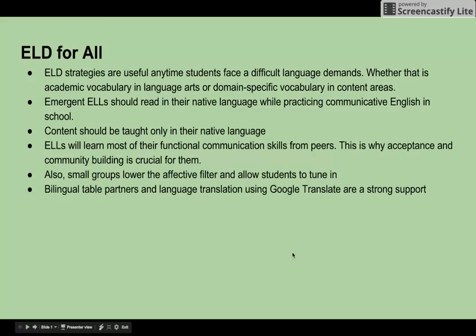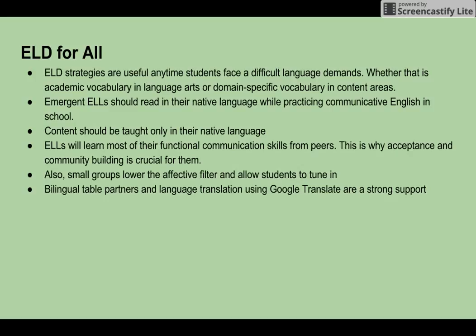English language development strategies are useful anytime students face a difficult language demand, whether that's academic vocabulary in language arts or domain-specific vocabulary in content areas. This is a foreign language essentially to that student. So you can teach that foreign language using English language development strategies that help students access and understand the concepts behind the vocabulary.